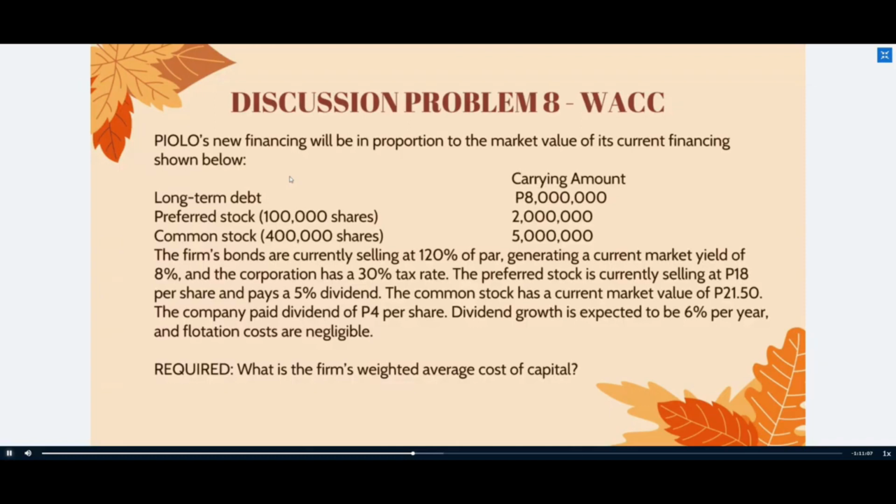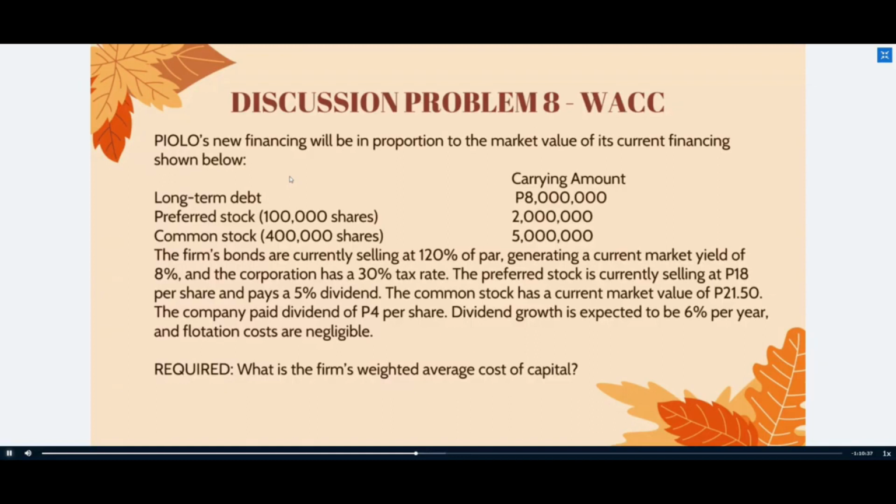The preferred stock is currently selling at 18 pesos per share and pays a 5% dividend. The common stock has current market value of 21.5. The company paid dividend of 4 pesos per share. Dividend growth rate is expected to be 6% per year and flotation costs are negligible. So when we say negligible, it's immaterial. No? So meaning, we don't need to consider it.